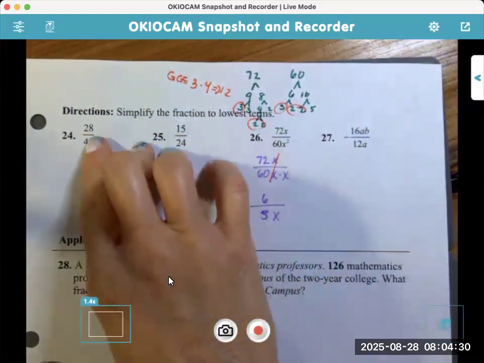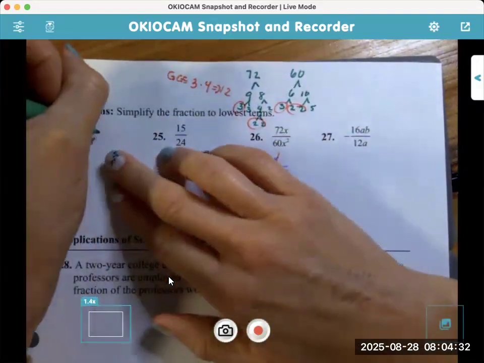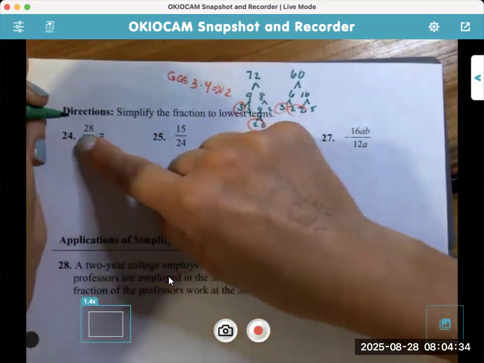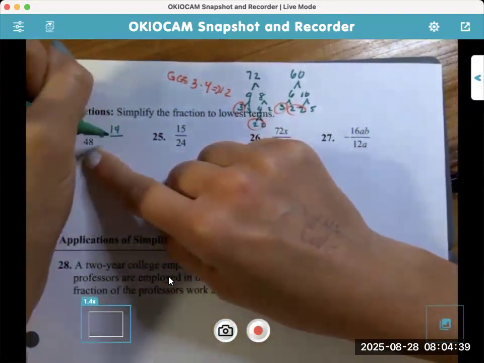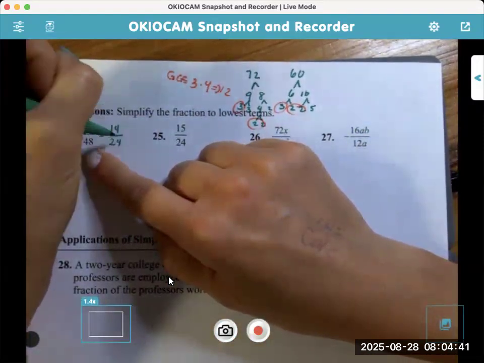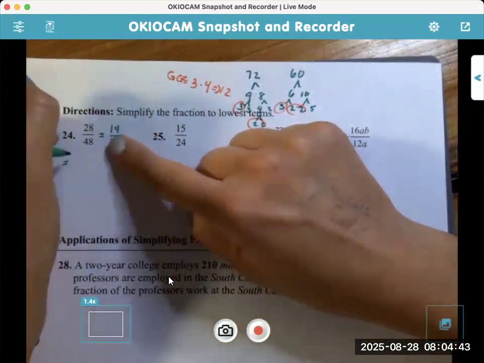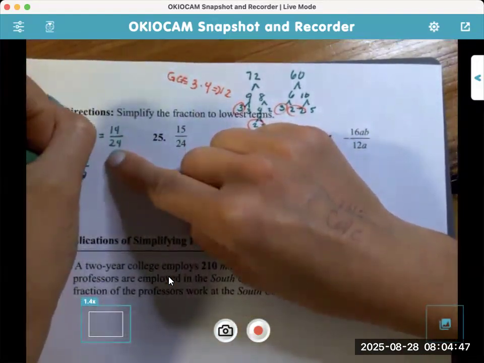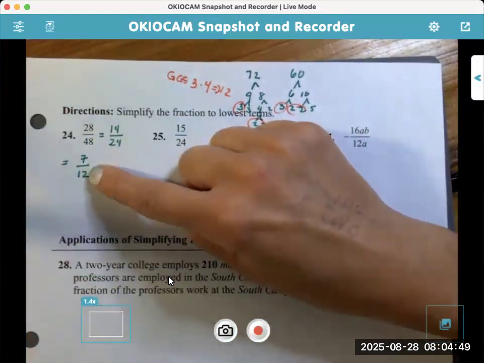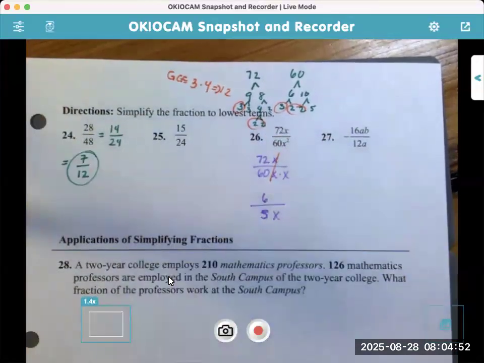All right, so here, 28 over 48, I'm just going to say, okay, let's divide it by 2. So that is 14 over 24. Now let's divide these by 2 again. So 14 divided by 2 is 7. 24 divided by 2 is 12. 7's prime, so we can't go any further.